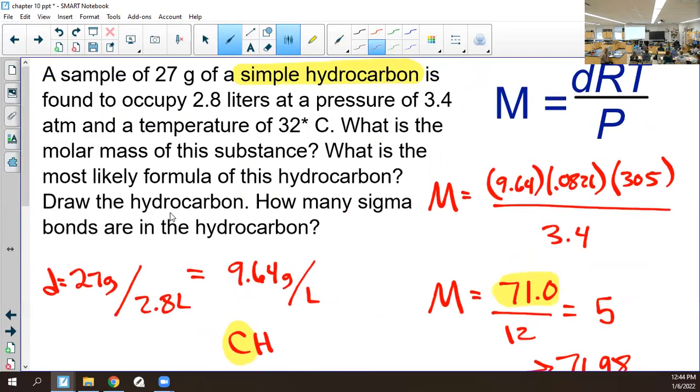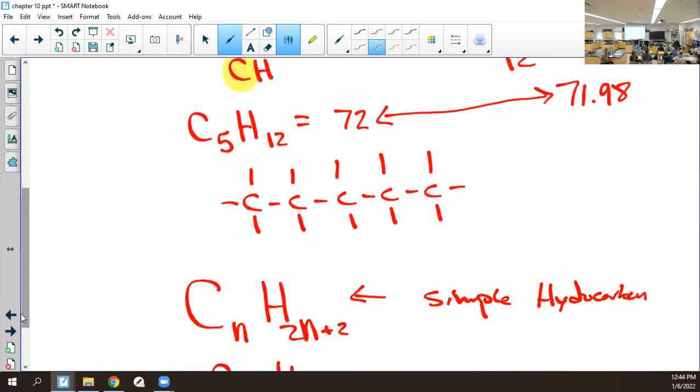Okay, we found the most likely formula. That was C5H12. Draw it. We drew it. How many sigma bonds are in the hydrocarbon? So that's every single bond, right? So 1, 2, 3, 4, 5, 6, 7, 8, 9, 10, 11, 12, 13, 14, 15, 16.